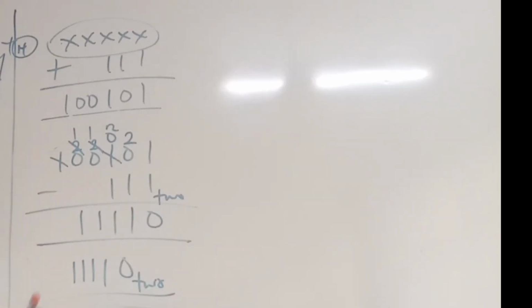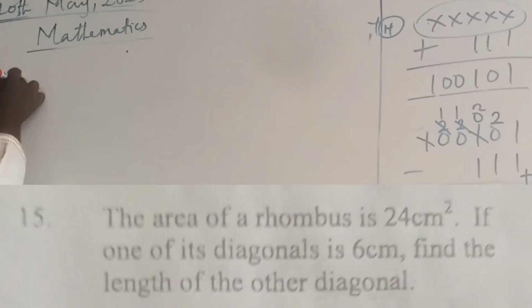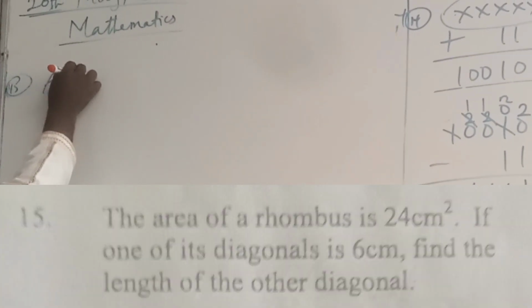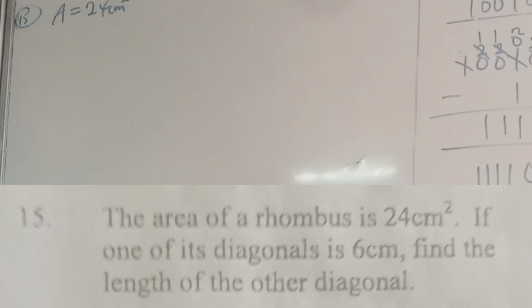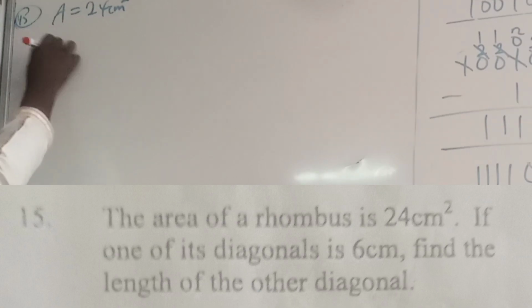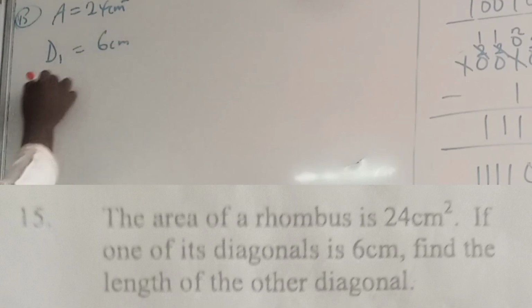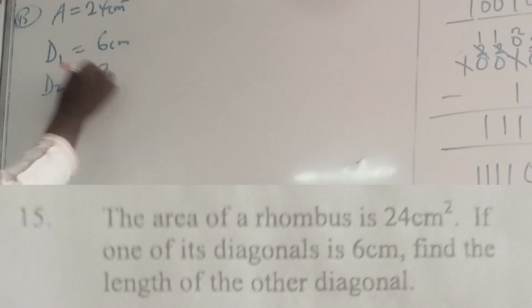Is that clear? The area of rhombus. Area of rhombus is given to be 24 centimeters square. If one of its diagonal is 6, diagonal 1 is 6 centimeters. Find the length of the other diagonal. Diagonal 2 is what we are looking for.